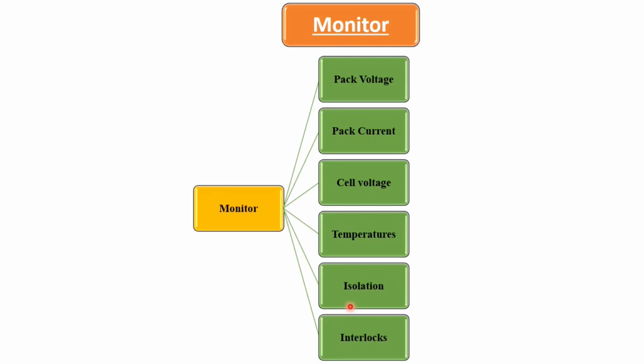Like 6 or 8 or 10 cells will be combined. That is called a pack or a module. Basically, what I'm asking is, when we say that we are monitoring individual cell voltages, the pack voltage is merely a calculation. We will not separately measure the pack voltage, correct?